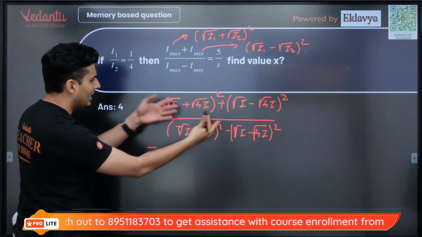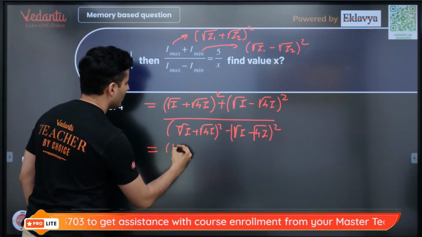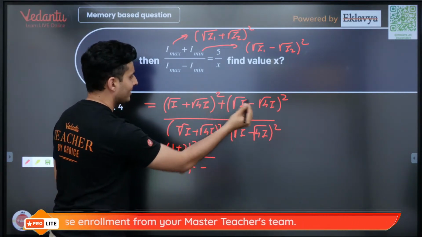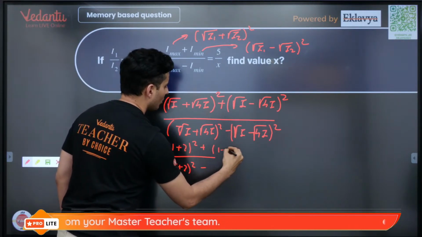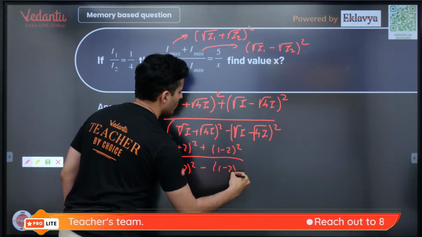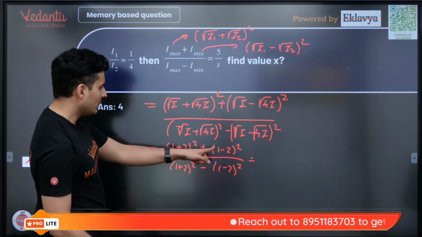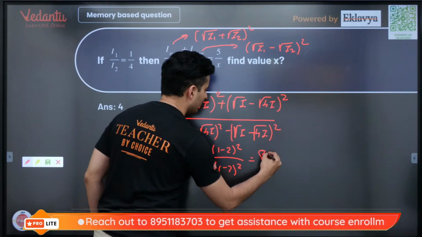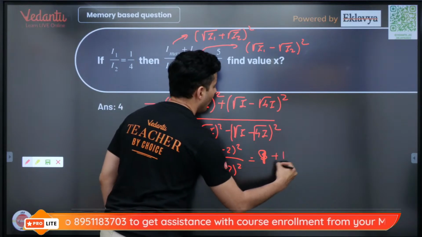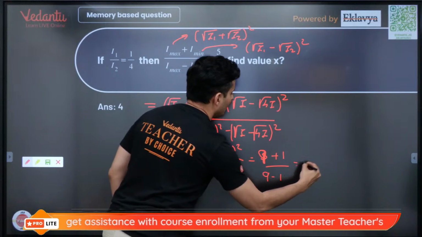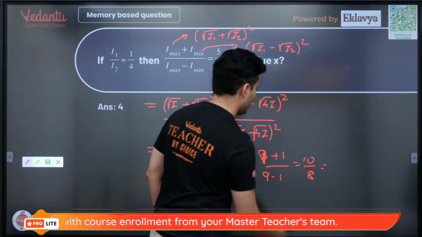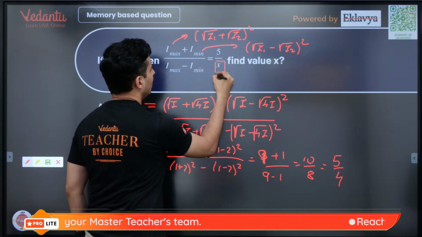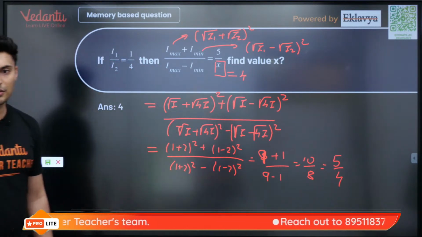So when you do the math, I gets cancelled. This will become 1 plus 2 whole square plus, same thing over here, 1 plus 2 whole square. Here it will be minus: 1 minus 2, root of 4 is 2, whole square upon 1 minus 2 whole square. So this will be 3 square, correct? Just check this out. 3 square, which is nothing but 9. This is 9 plus 1 upon 9 minus 1, which is 10 divided by 8, which is 5 divided by 4. So this denominator will be nothing but 4. That's it. That's the answer.